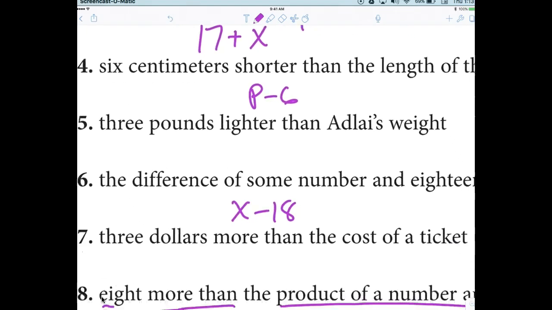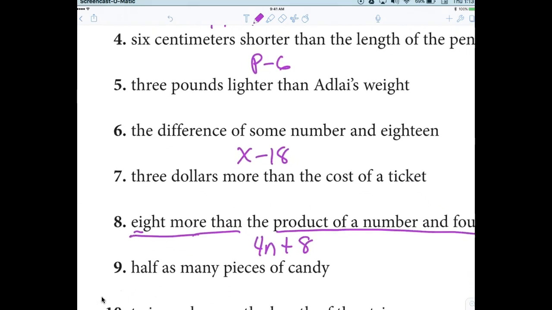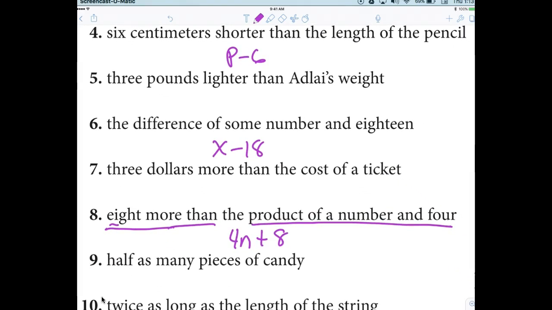All right? Now, again, we're checking out number 5. So, Miss Danzy, tell me about number 5. 3 pounds lighter than whoever's weight. So it would be A minus 3. Perfect. That's how I want you to think about it. A minus 3. Couldn't have said it better.